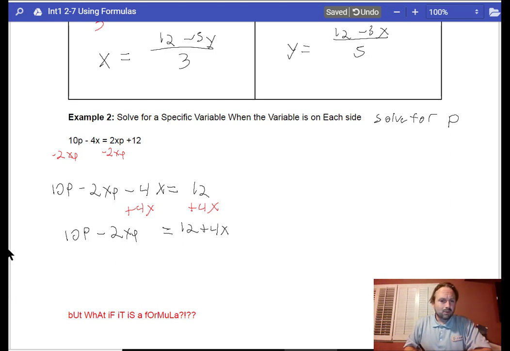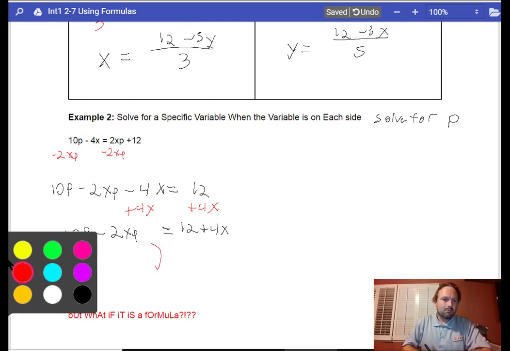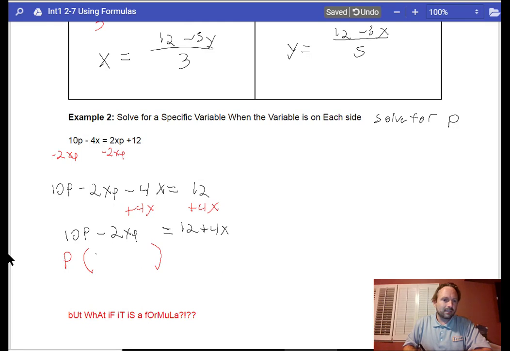Now, I know I can pull out a p right now. So if I pull out a p, I'm going to use the distributive property to say, hey, p times what equals 10p? 10. And p times what equals 2xp? 2x is equal to 12 plus 4x. Now, what is this p doing to that parentheses?